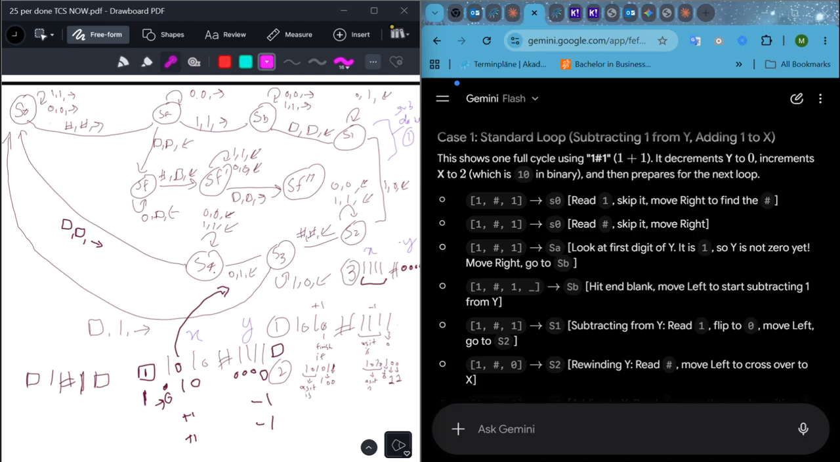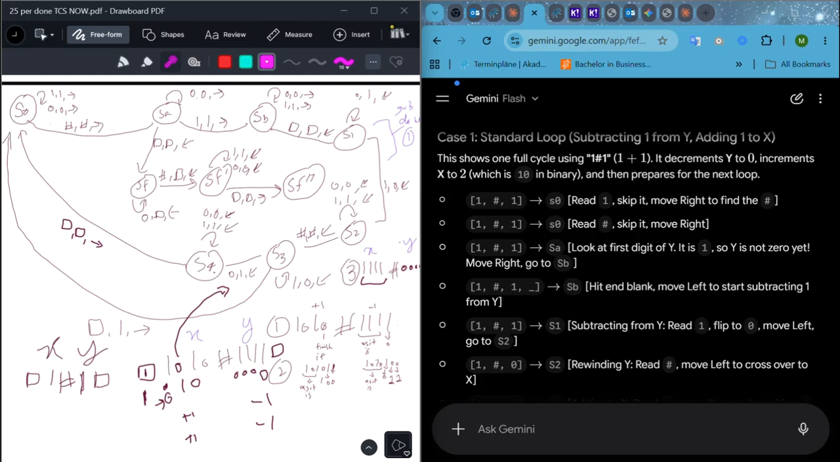And on SA, look at the first digit of Y. So we can say this is X and after the hash is Y. It says look at the first digit of this. This is what this is doing. In SA, look at the first digit of Y. It is 1, so Y is not 0 yet. Move right, go to SB. And in SB, if you see a 1, then move right and stay in SB.